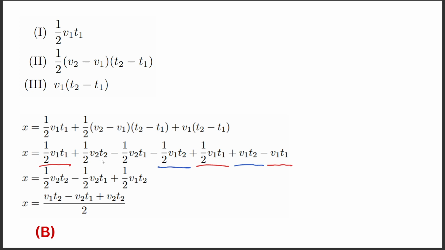So for v2 t2, there's no other like term, so we can write it as is. And for v2 t1, there's no other like term, so we can write it as is. So for v1 and t2, there is another v1 t2, which is 1. So minus a half plus 1 is a half. So we can write a half times v1 times t2, and we can write this as this. That is the answer B.